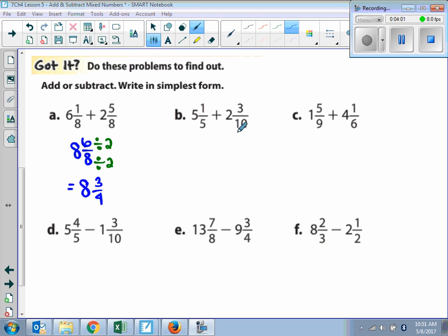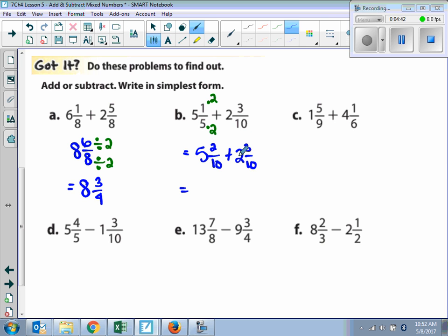For problem B, we have unlike fractions, so the first thing we need to do is get common denominators. The common denominator with 5 and 10 is 10. 20 is a common denominator, but it's not the smallest common denominator. So with 5 and 10, the least common denominator is 10. We're going to multiply the numerator and denominator by 2, so we end up with 5 and 2/10 plus 2 and 3/10.